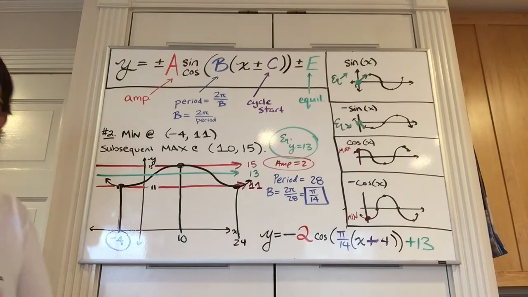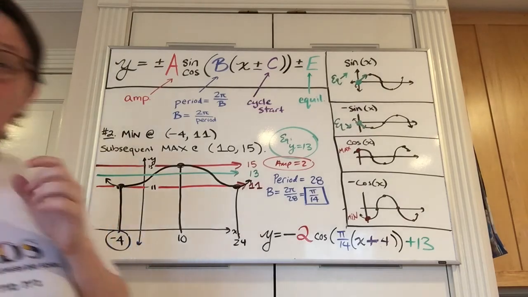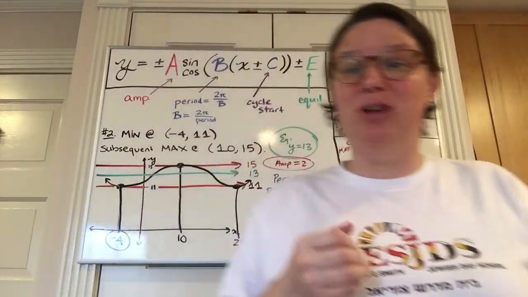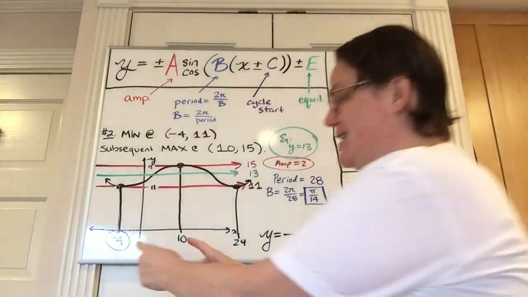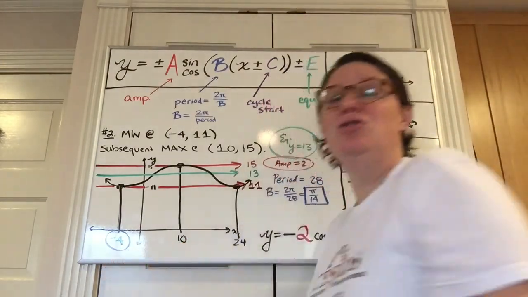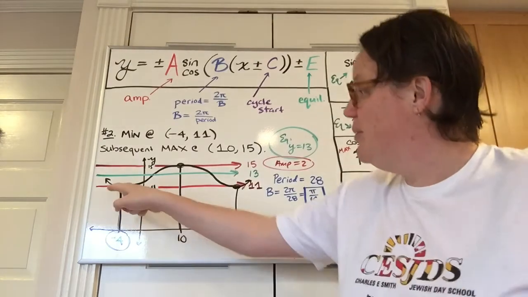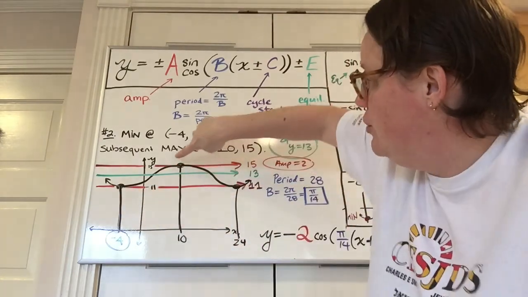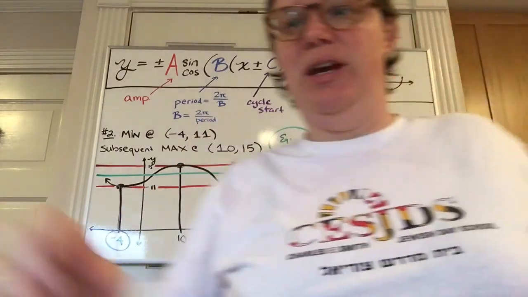For all of these maximum minimum problems, just draw yourself a picture, figure out your equilibrium and your amplitude, and the big thing to remember is that the distance between a maximum and a minimum, you need to double that to get the period, because this is only half of the whole cycle. You need to go the rest of the way to get the full cycle. All right, good luck.